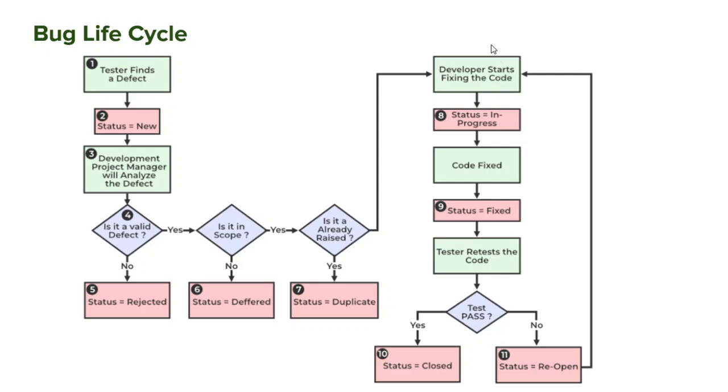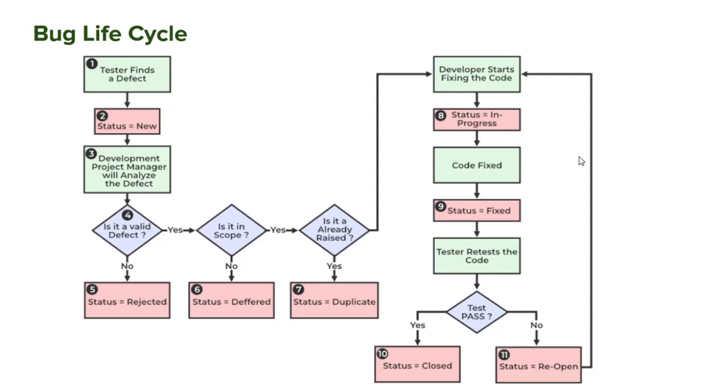He will fix the code. He will change the status of that issue to in progress. And once the code is fixed, he will give it to the QA team. The tester will retest that issue. If it is fixed and working properly, then the tester will mark it as closed. And if it is not working correctly even after retesting, then it will be marked as reopened.